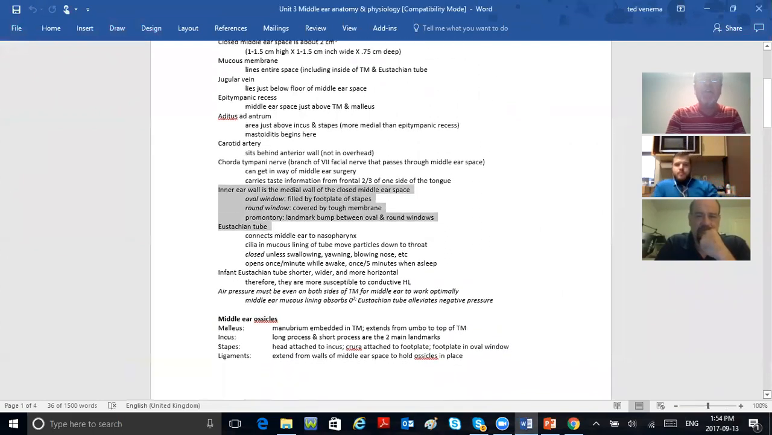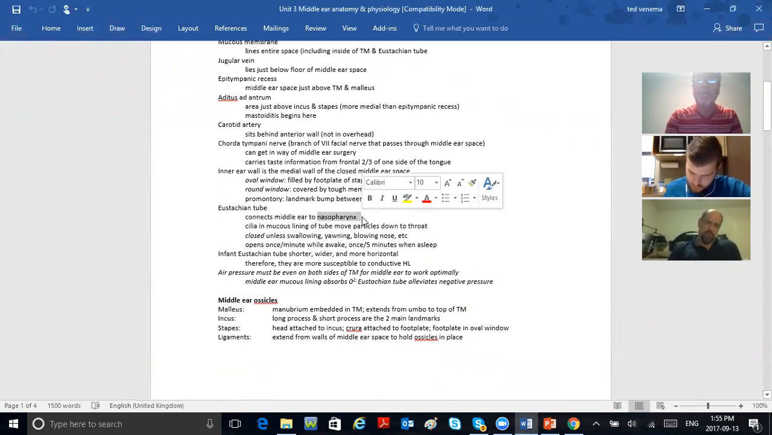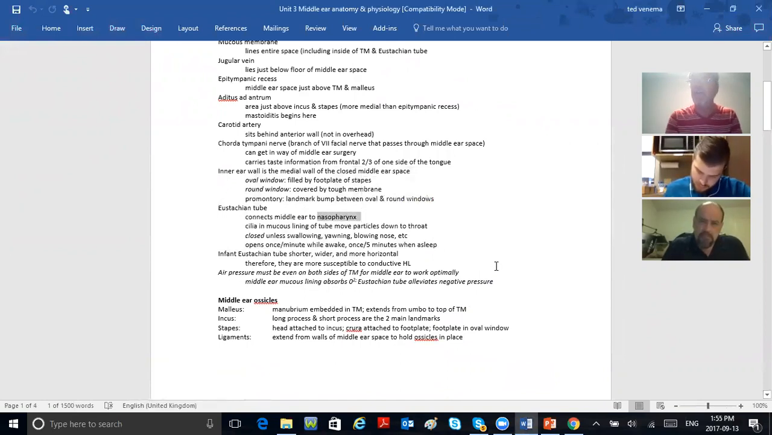The eustachian tube itself connects the middle ear to what's called the nasopharynx. In English, the nasopharynx is your throat. Nasopharynx is your throat. Okay? Nasopharynx, throat.